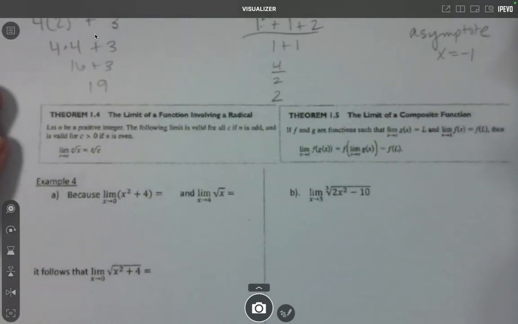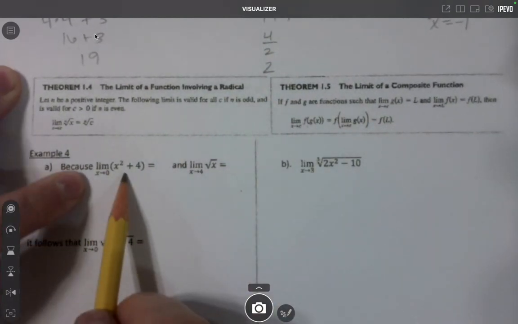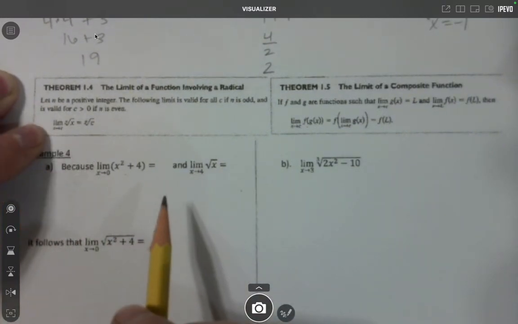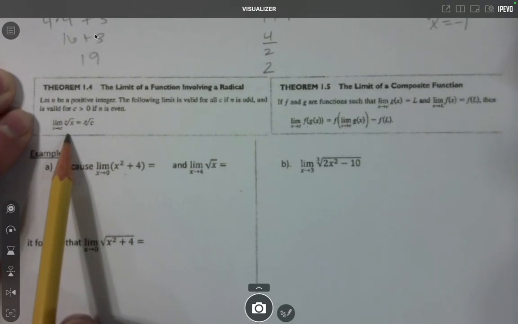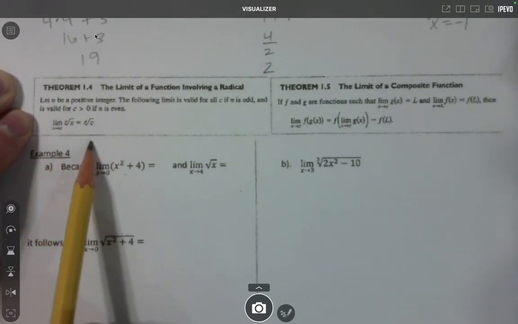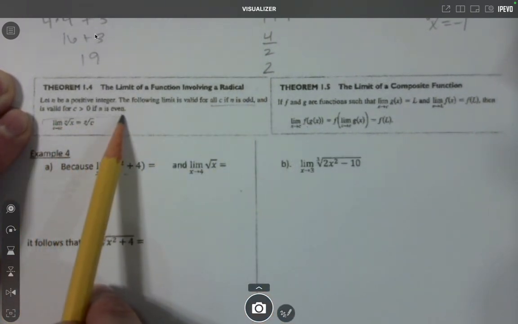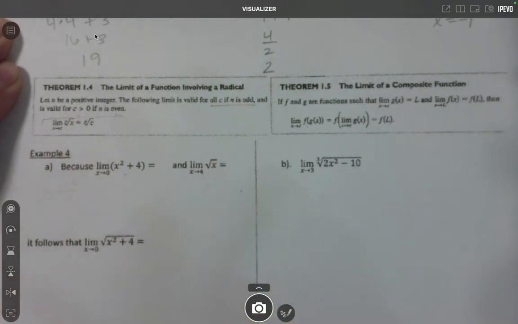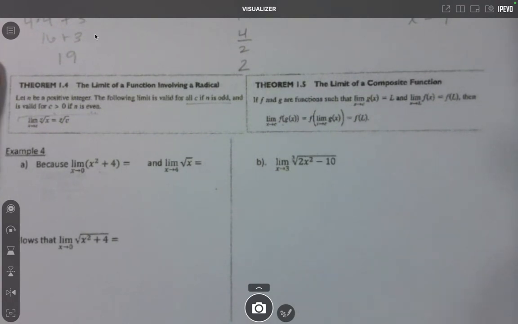So now we're looking at some kind of weird stuff. This again is one where we can just directly substitute into these limits. But what they're trying to show here is limits involving radicals. So they're saying we can directly substitute if we have an odd root, or if our root is even but what we're taking the root of is greater than 0, which we already knew, right? We can't plug in a negative number for x anyway, so that makes sense. It follows the rules we know.